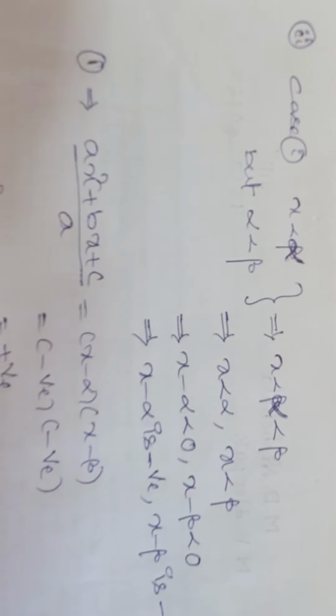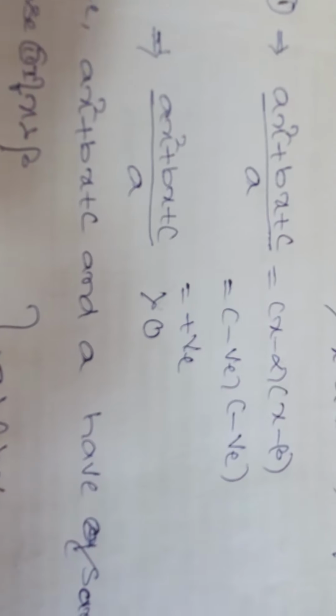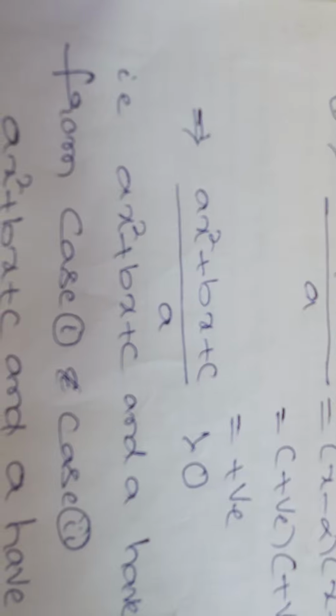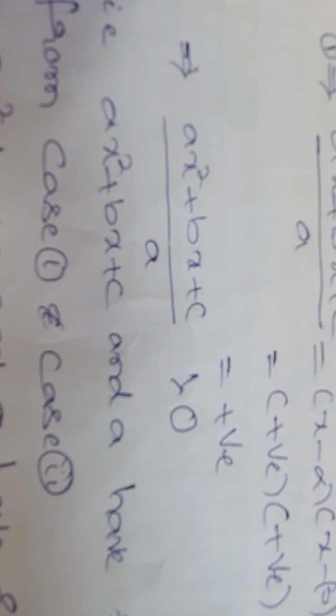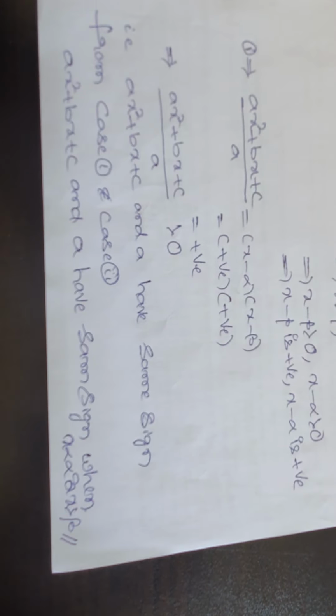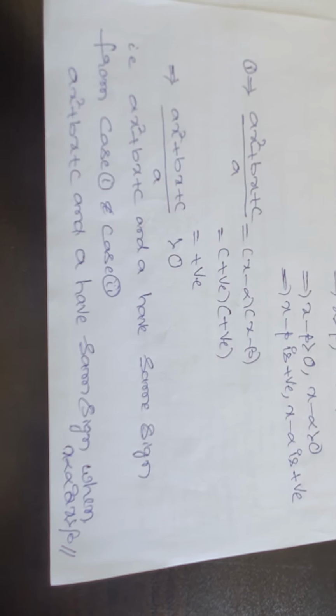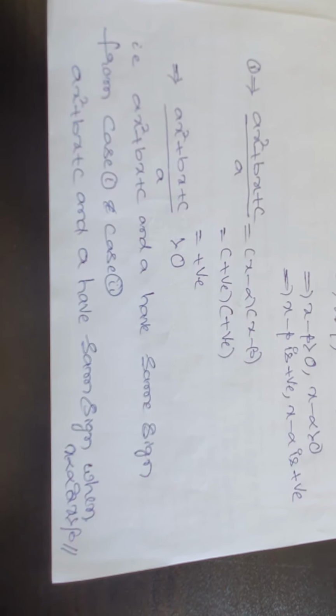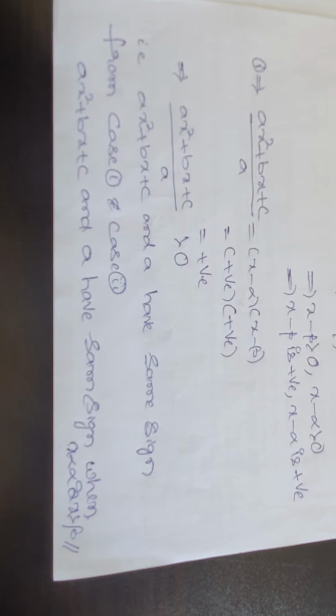In case 1, what we get is ax² + bx + c and a have the same sign. In case 2, what we get there is ax² + bx + c and a have the same sign. That's why I wrote there, from case 1 and case 2, ax² + bx + c and a have the same sign when x < α or x > β.